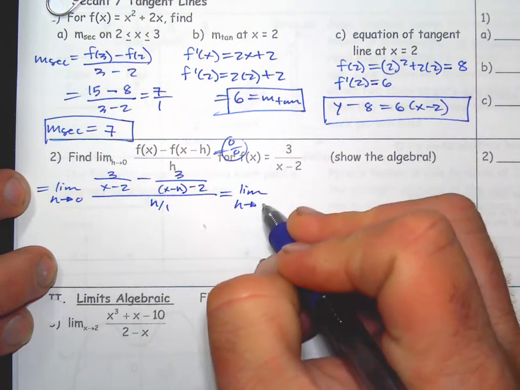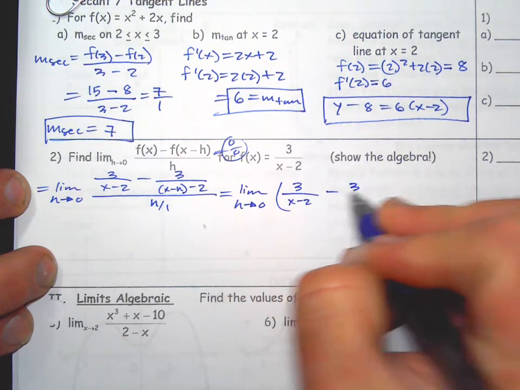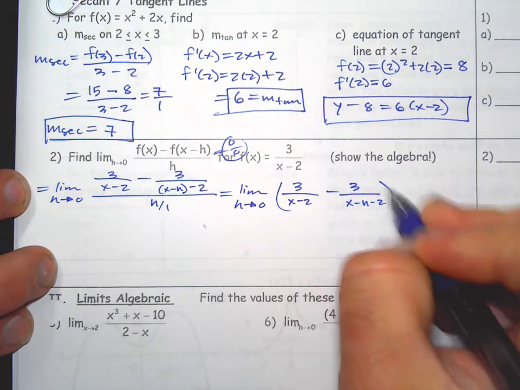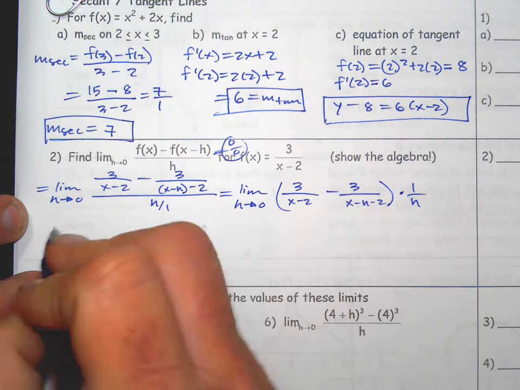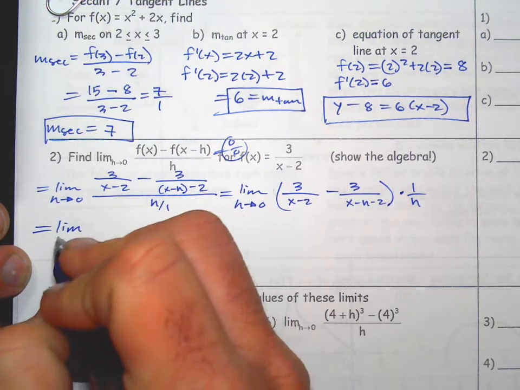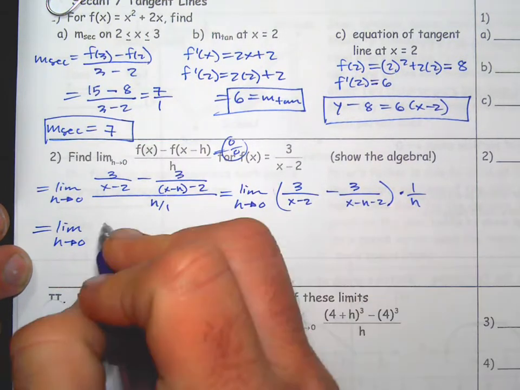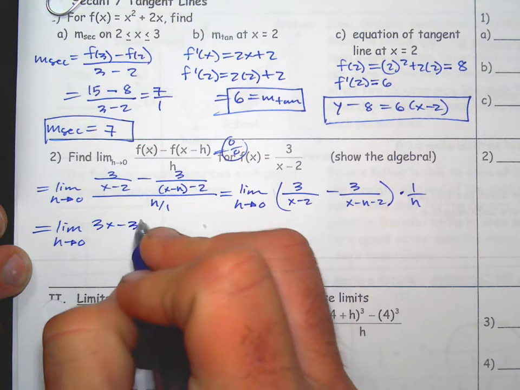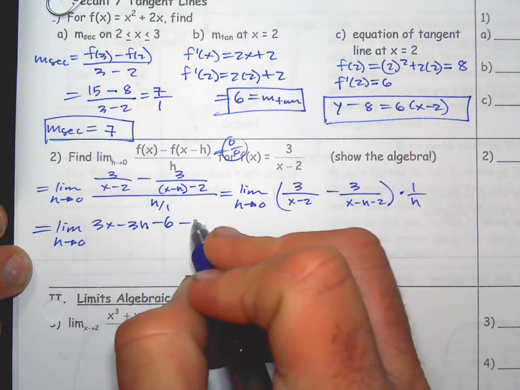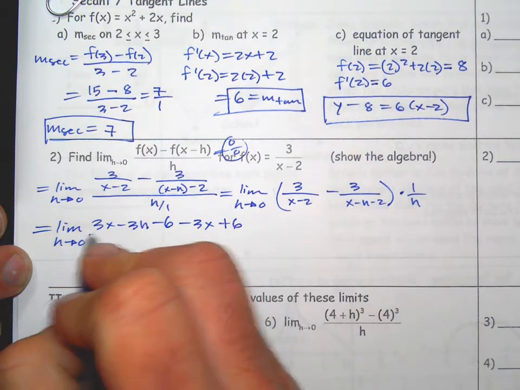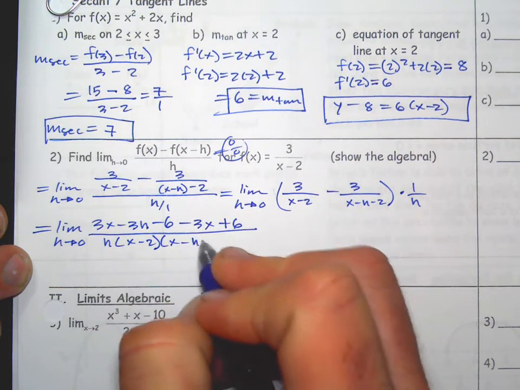I guess I'll simplify this a little bit. Okay. Now we need to combine these together into a single fraction by finding the least common denominator. So you're going to multiply this one by x minus h minus 2. So it's going to be 3x minus 3h minus 6. This is going to get multiplied by x minus h. So it's going to be minus 3x plus 6, all over h times (x minus 2) times (x minus h minus 2).